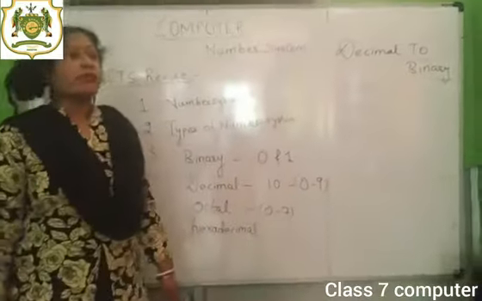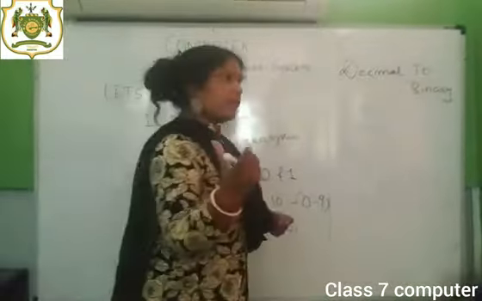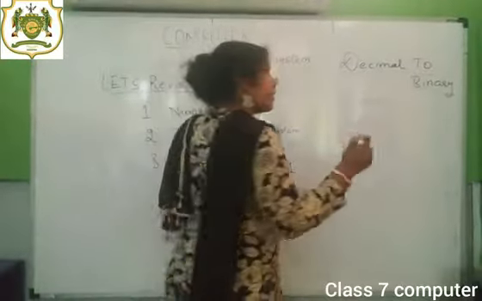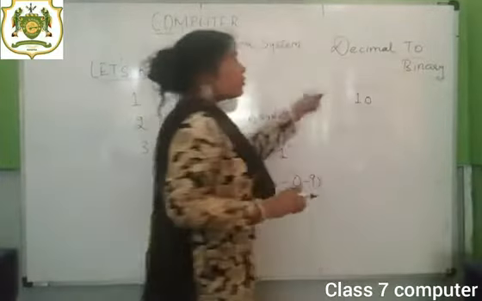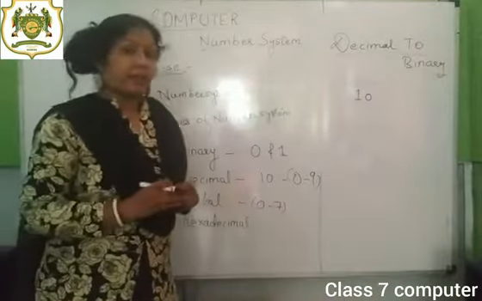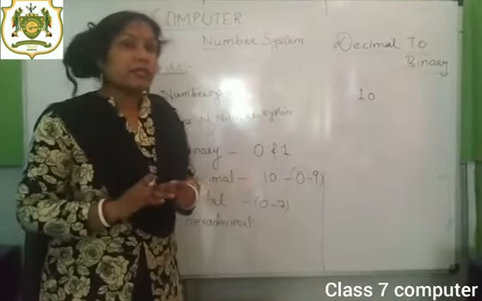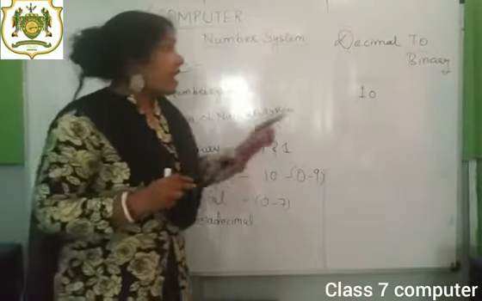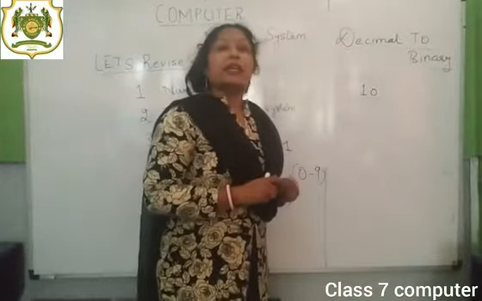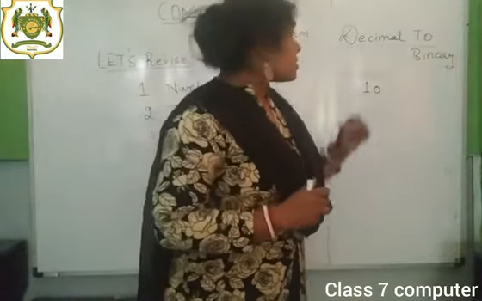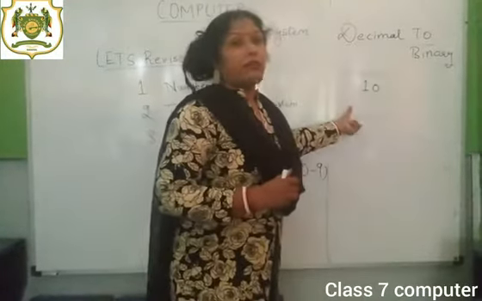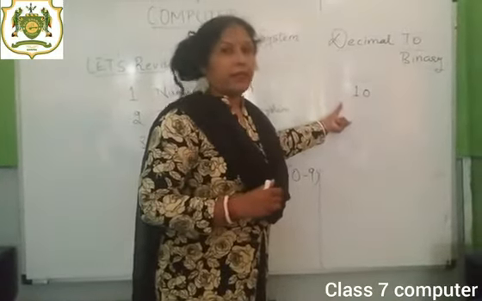Let's say I am going to take one decimal number. For example, the decimal number is 10. This is your decimal number. Now I want to convert this decimal number to the binary one. As we know, binary number system is of 2 digits. So we have to divide this number by 2 to get it converted to the binary number system.